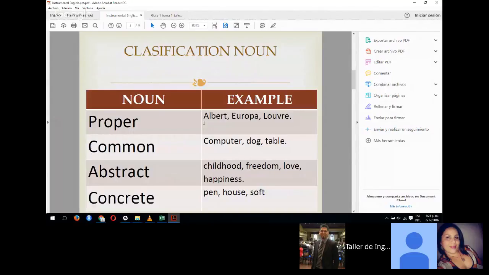When a noun is common, a common noun is everything else. For example, computer, dog, table, window, car. All of these words are common. What is the difference between common and proper? That common is not capitalized.